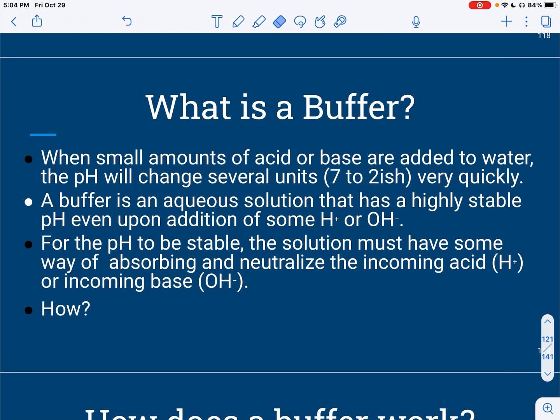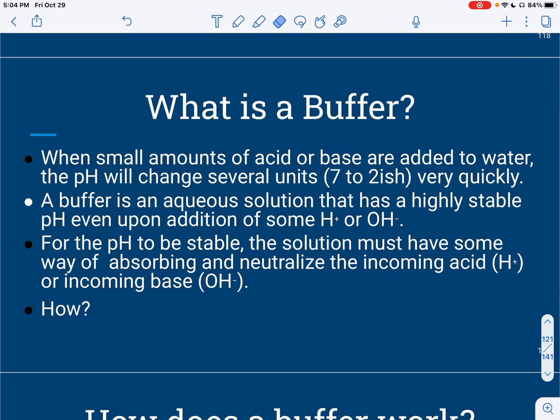So a buffer is, and you've probably heard this before, you've probably heard it in biology. If you've taken AP Bio, you've definitely talked about buffers. A buffer is something that can resist a change in pH. For example, water is not a buffer. You add a little bit of acid or base and its pH is going to change very quickly. A buffer absorbs some of the acid or base that's added, okay?